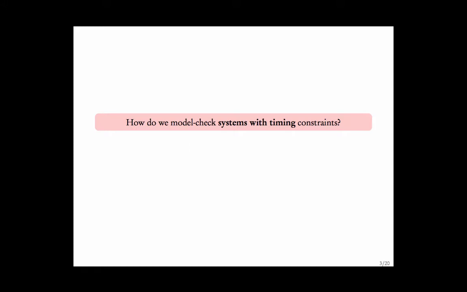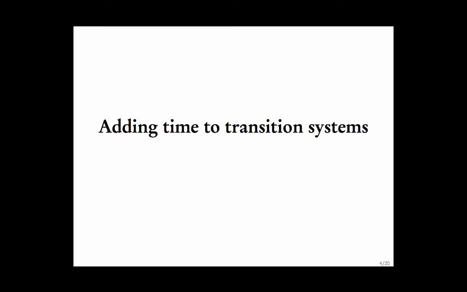And the question of model checking systems with timing constraints is extremely important. We need good solutions to model check systems with timing constraints. This is what we will see in this unit. We will see one way of adding time to transition systems. How do we model controllers where time comes into picture?